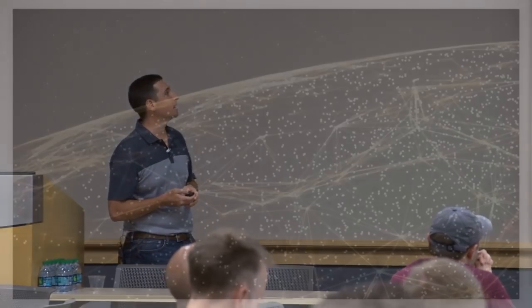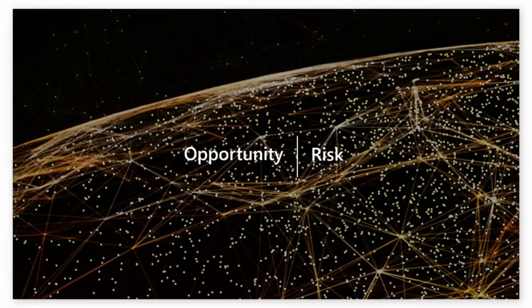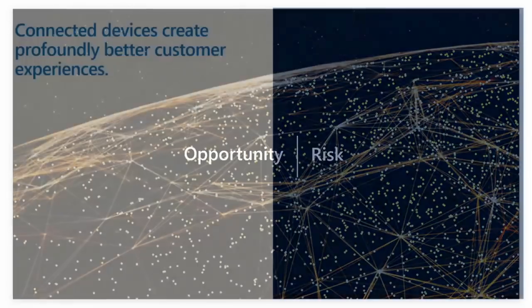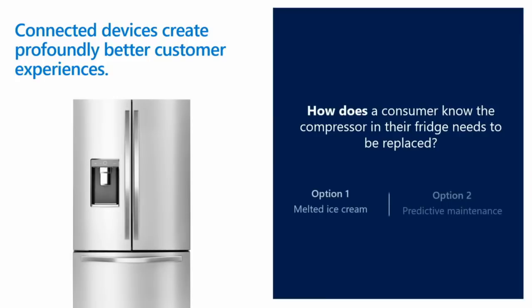So why is that? Well, you have this huge opportunity in connectivity, and you also have a large amount of risk. We'll just go to this simple example. I think everyone in this room has used a refrigerator or has one. And the simple example for connectivity is, how do you know whether the compressor has failed in your refrigerator? Well, without connectivity, you wake up in the morning, you've got melted ice cream all over the floor. With connectivity and predictive maintenance, you might get a phone call from your device manufacturer, and they say, you know what? We've noticed your compressor is starting to fail. Can we stop by and replace it? Obviously, that's a better experience than the one with the melted ice cream.